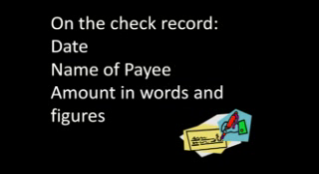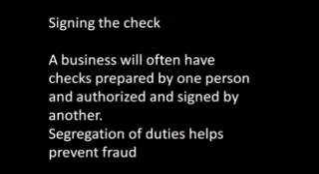On the check, there are three important pieces of information. The date should be the day on which the check is written. The name of the payee is the person or business that will receive the money. The amount of money is written both in words and figures. When the check has been prepared, it will usually be signed by a second person in a business. This second person has the function of authorizing the transaction.